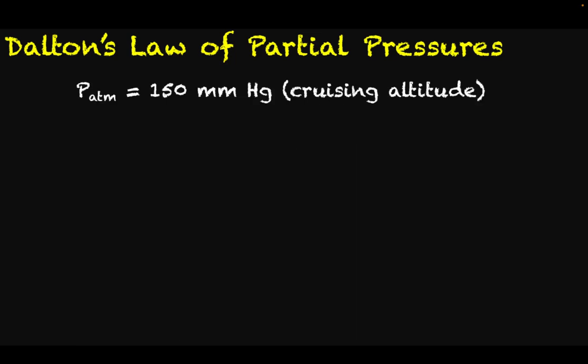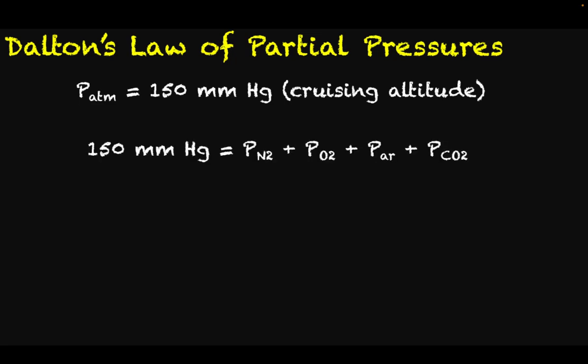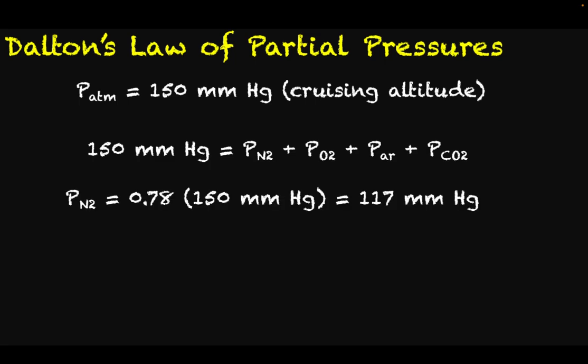So let's do that same sort of exercise, except this time let's look at cruising altitude, which is about 30,000 feet. At 30,000 feet, the total air pressure is going to be about 150 millimeters mercury. So again, the total air pressure, according to Dalton's law, is equal to the sum of the individual partial pressures of the constituent gases, so nitrogen, oxygen, argon, and carbon dioxide. So if you want to know the partial pressure of nitrogen, again, 78% of the total air pressure, that would give you a partial pressure of nitrogen of about 117.